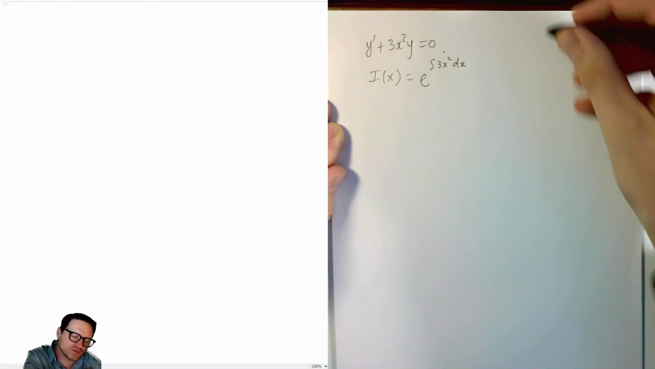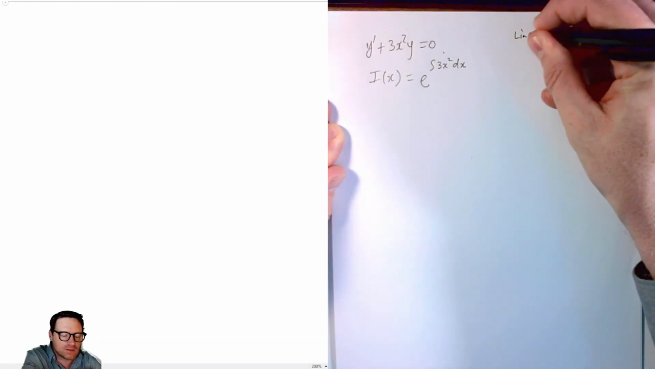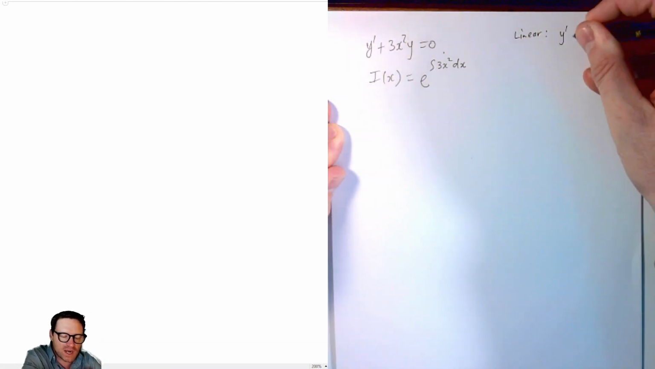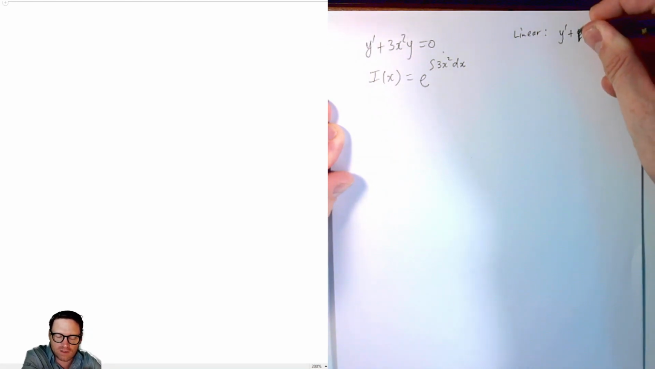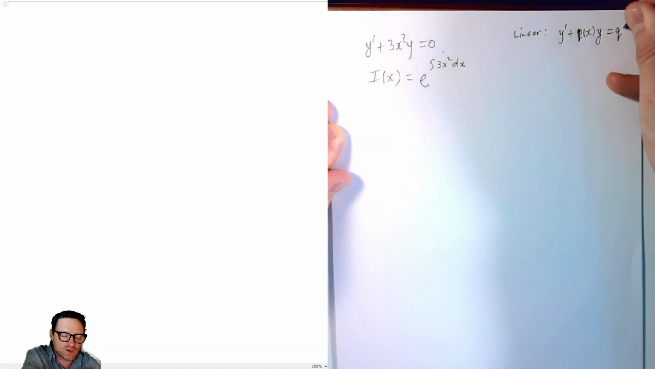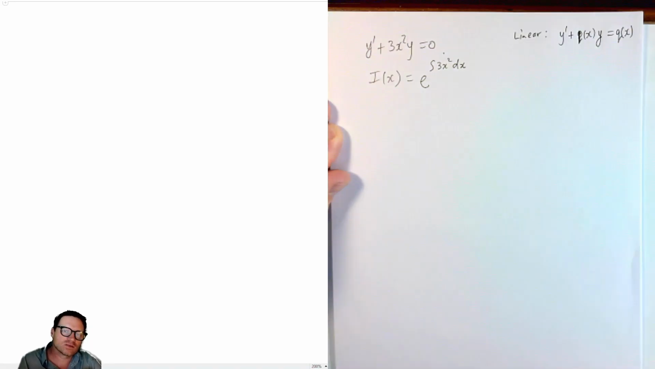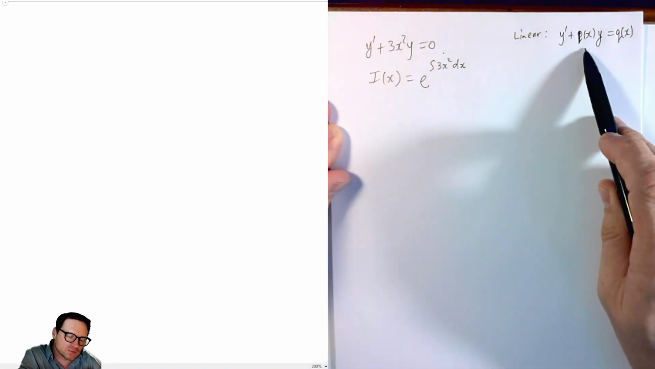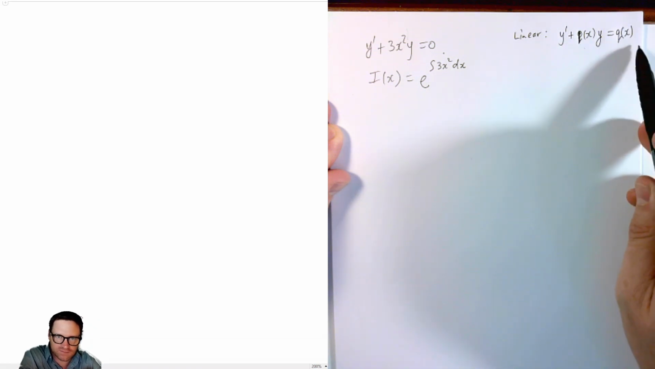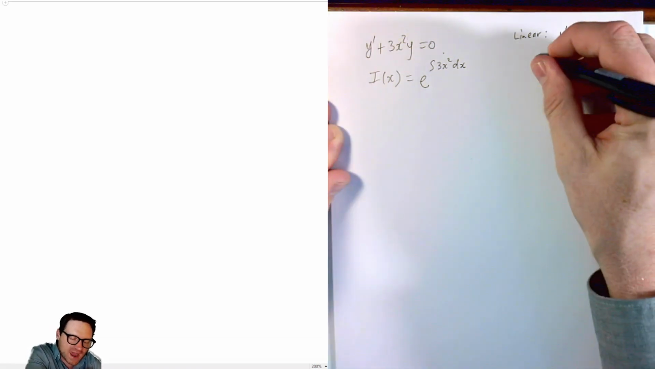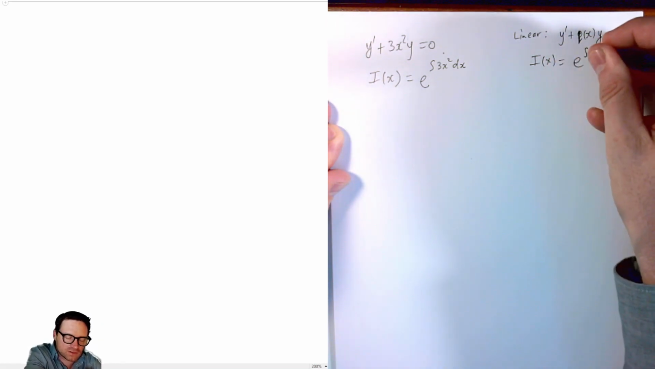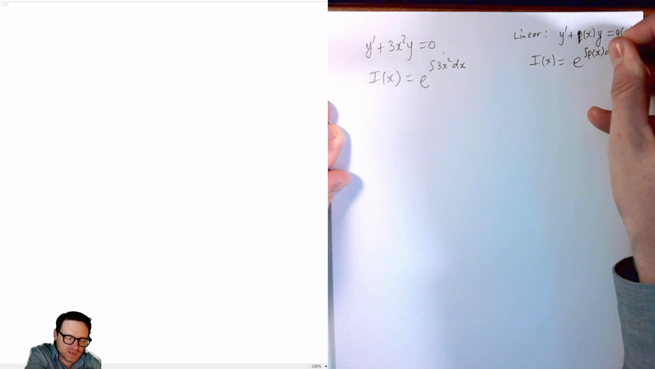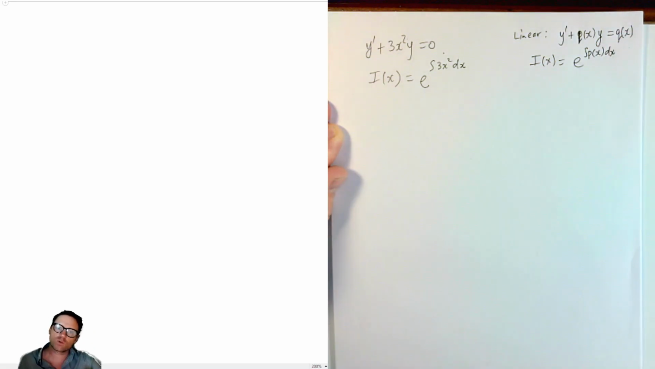We know that this is linear because a linear ODE is of the form y dash plus p of x, let's call it, times y, and we'll put the q of x on the other side, equals q of x. So this is a linear ODE. p of x is a function of x and q of x is a function of x. And so the integrating factor is e to the power of the integral of p of x with respect to x. That's what we're calculating here.